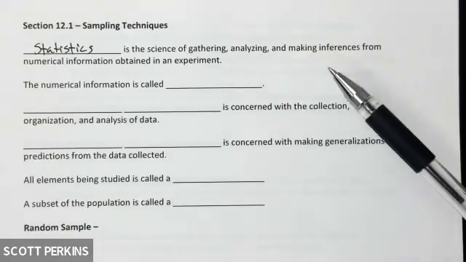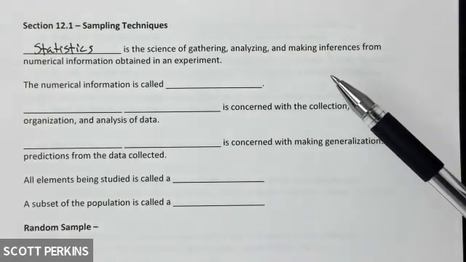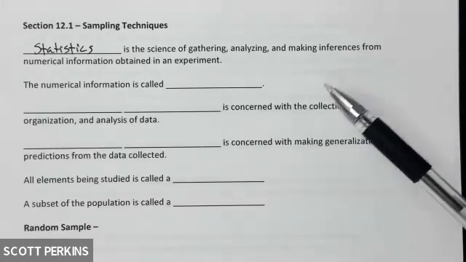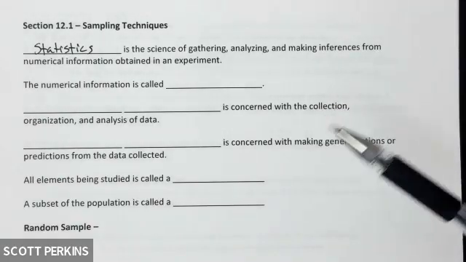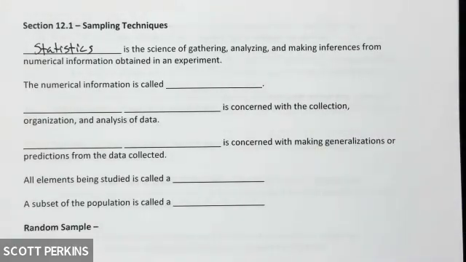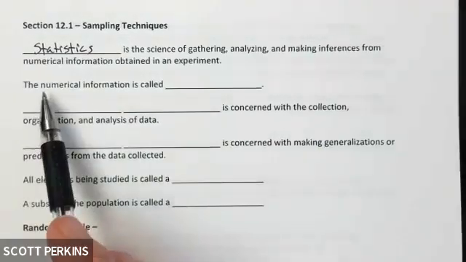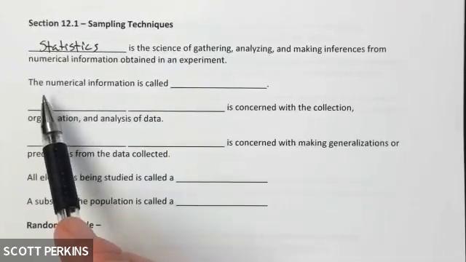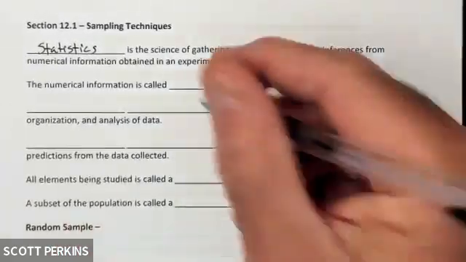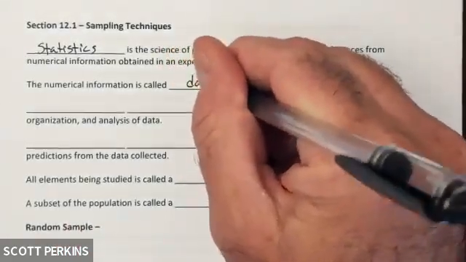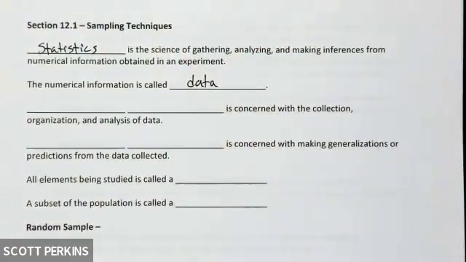Making inferences, that's not where we're going to go in this class. That would be more of a statistics class, like what predictions can you make, what certainty can you have when you make those predictions. That's a super interesting aspect of statistics. And again, statistics deals with numeric information. This numerical information is called data. So when you see that word bandied about in statistics, that is referring to the numbers that have been gathered for whatever it is that you're studying.